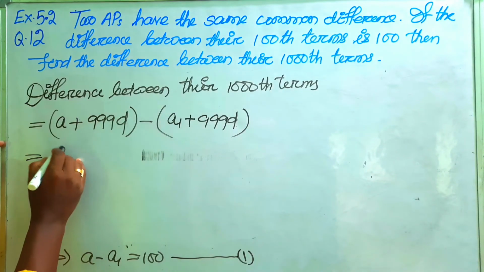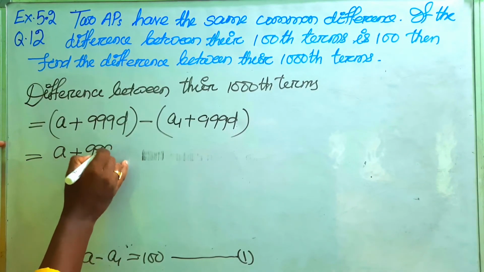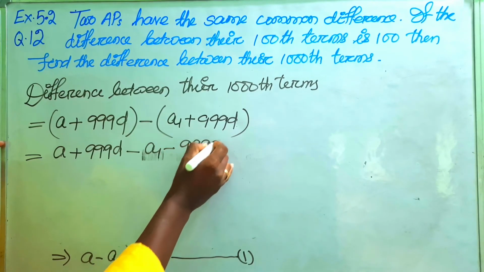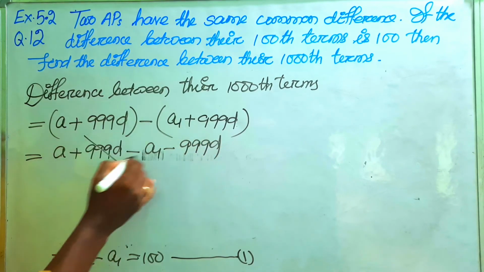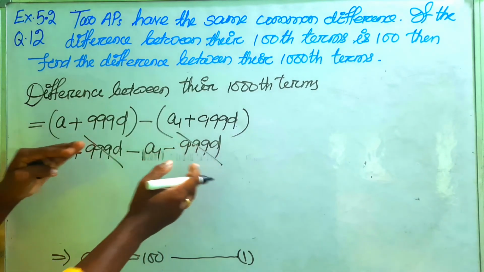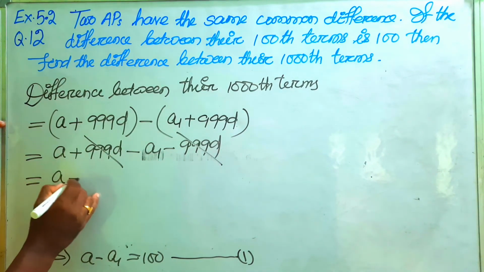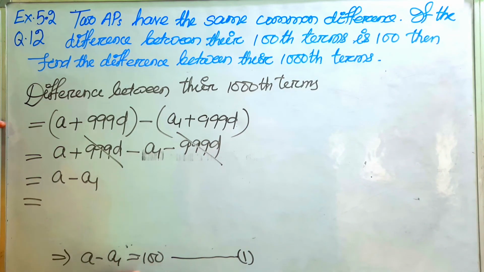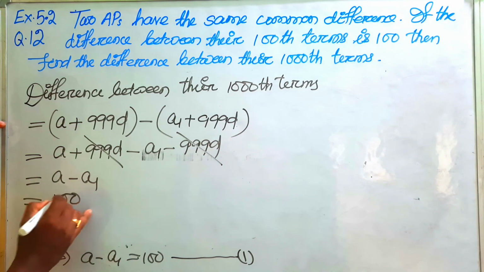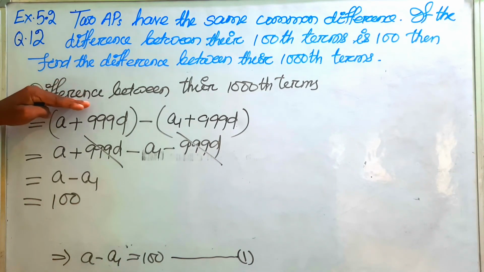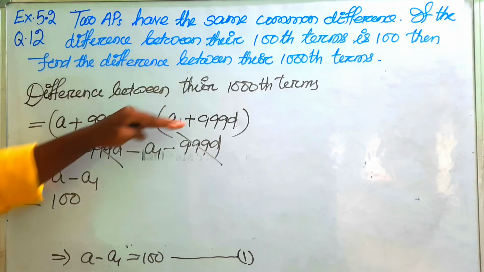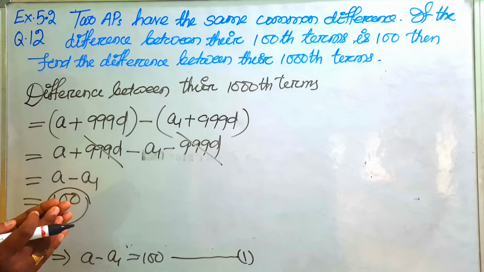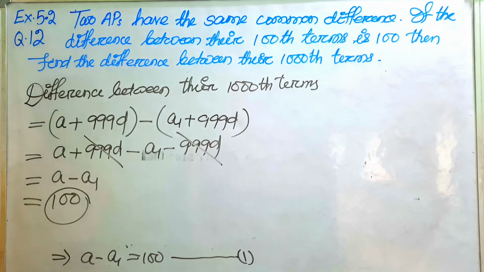Now open the bracket. Now cancel this one, plus minus will be cancelled. So this is A minus A1. Now A minus A1, you already have got this value, that is 100. So this is 100. In this way you will find the difference between the 1000th terms. So how much did we get? We got 100.